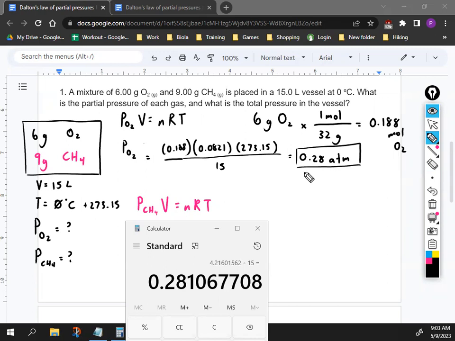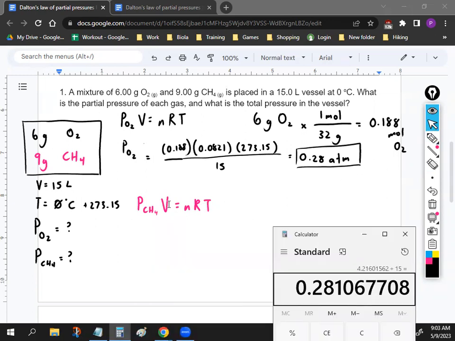I'm going to pause right there. I'll give you guys about 3 to 4 minutes. See if you can do the same thing, but this time with CH4. I want you to find the pressure of CH4. Again, you want to find the molar mass, turn the grams into moles, and then plug it into this equation. I'll give you about 4 minutes to do that, and then we'll go over it together.